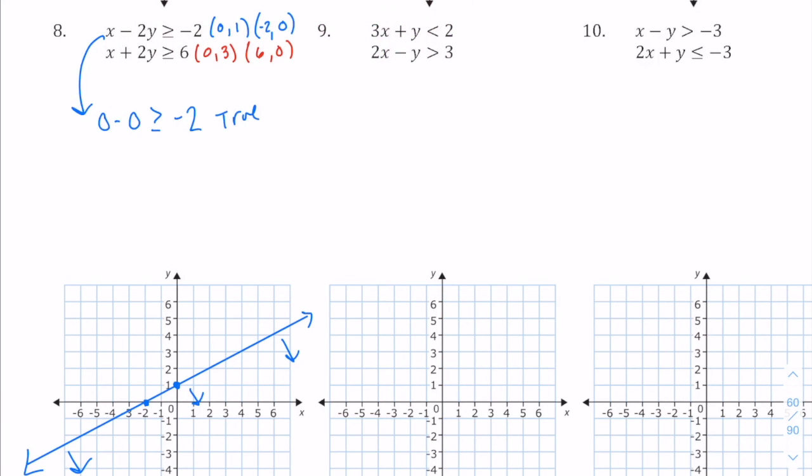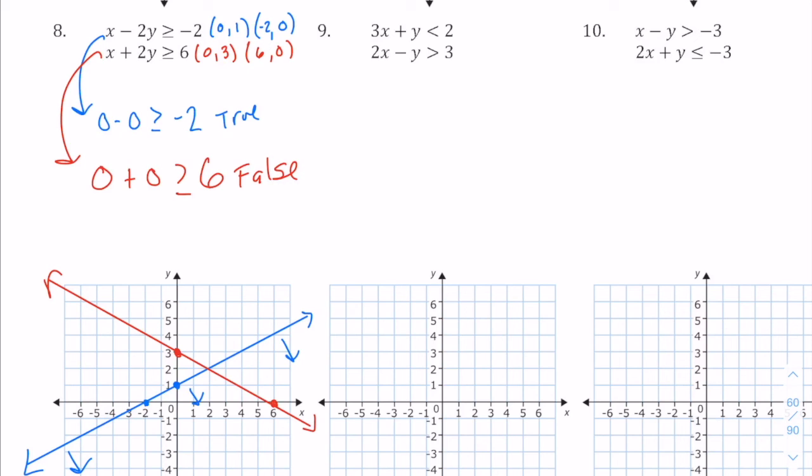Great. For our other line, let's plot its intercepts. 0, 3 is there, and 6, 0 there. This line is also solid. All right, let's do a test point for it. 0 plus 0 is greater than or equal to 6. Is that true? Nope, that is false. So it's not going to be towards the origin. It's going to be up this way.